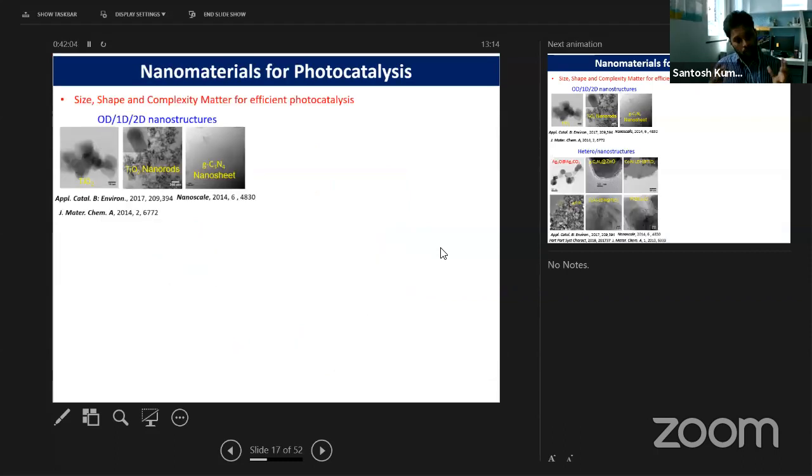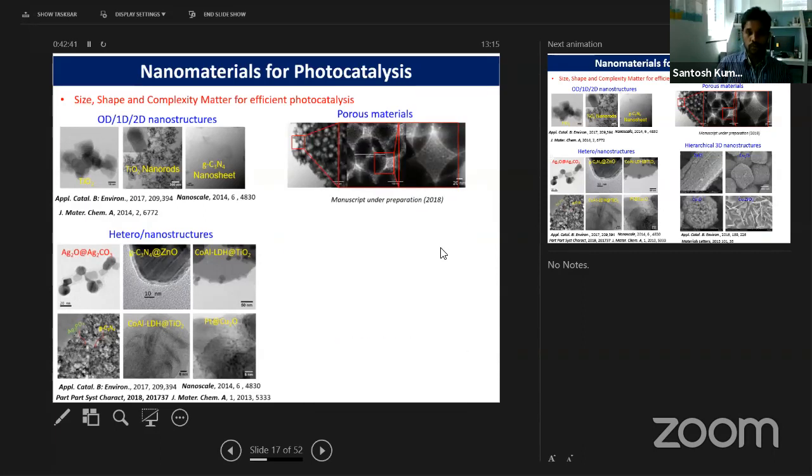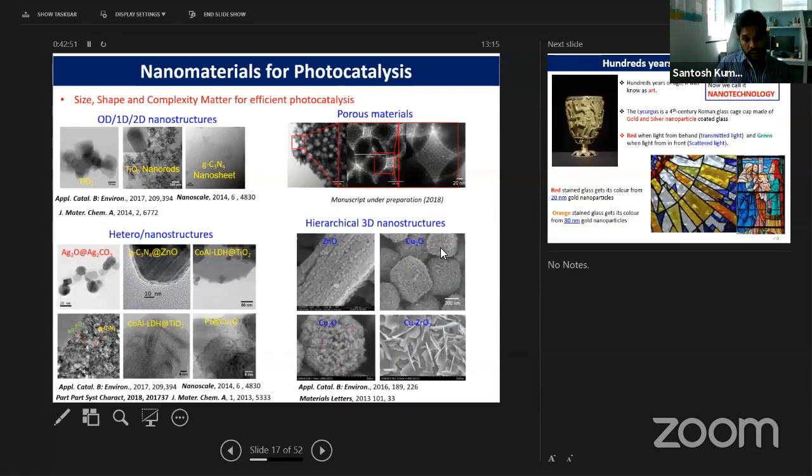Right. So looking at these criteria and key factors, I have been working on designing and developing various nanomaterials for photocatalysis, such as one-dimensional or zero-dimensional materials of different compositions, and also heterojunctions, integrating them together to embed these key factors into a material which can do the job for us. You can also make a porous material and deposit these nano photocatalysts on it, and also hierarchical structures. What I would say is that not only size and shape, but complexity matters for efficient photocatalysis for various reasons. We'll be discussing them one by one.